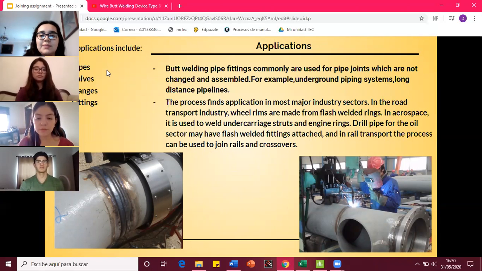And this process finds application in most major industry sectors. For example, in the road transport industry, wheel rims are made from flash welded rings. Another example is in the aerospace industry, where it is used to weld undercarriage struts and engine rigs. And for the oil sector, drill pipes are made with flash welded fittings attached. And in rail transport, the process can be used to join rails and crossovers.